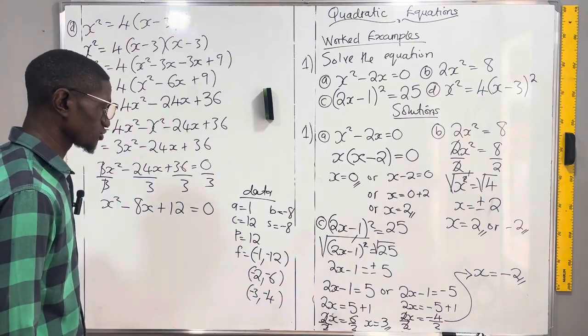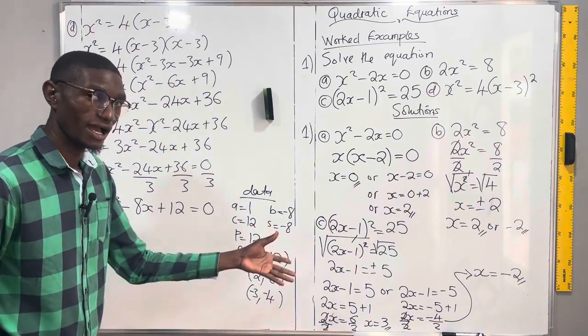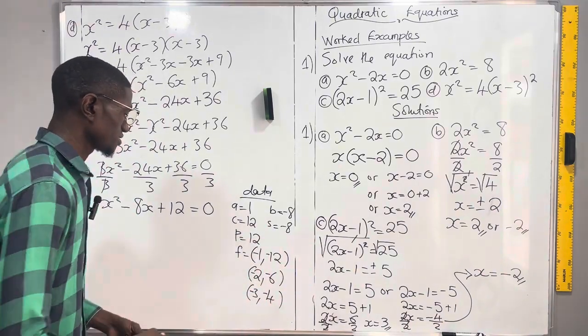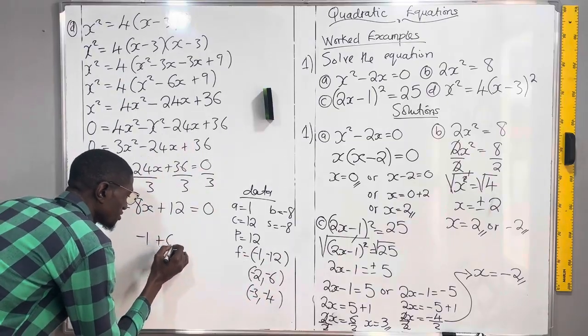At this point, we are now going to check which of these brackets we can add to get negative 8. So let's start with the first one. Negative 1 plus negative 12.